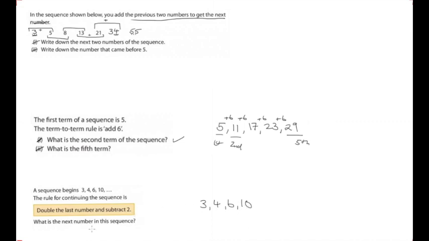So what is the next number in this sequence? Well, the rule is double the last number, subtract 2. So we double 10, which would be 20, and then subtract 2, so it's 18.